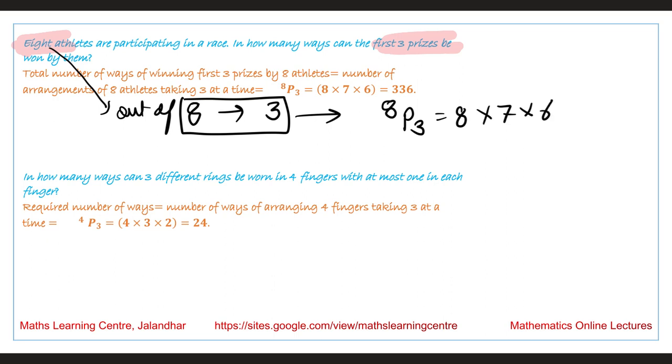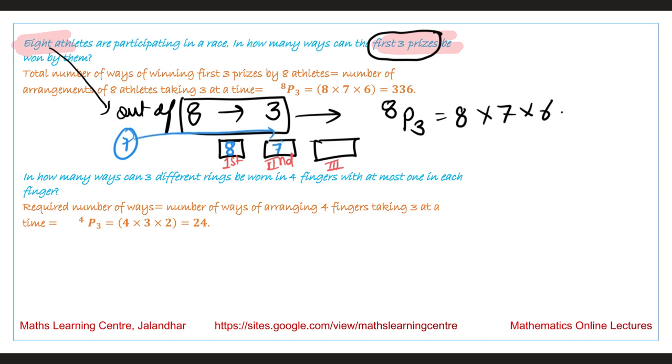But about the first 3 prizes: we are not saying just 3 prizes, we are saying the first 3 prizes. It means the first place, second place and third place. One person will obtain first place, another will obtain second place, and another will obtain third place. Now suppose one person has obtained first place, so the number of options is 8. How many persons are left? We are left with 7 persons, so we have 7 to choose for second and 6 to choose for the third place.